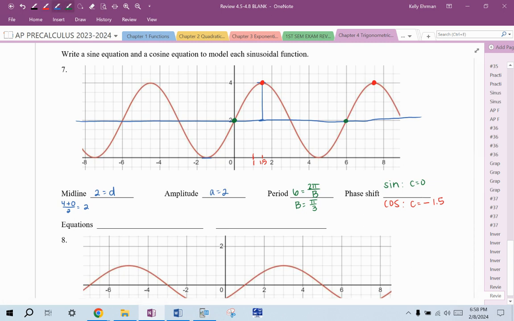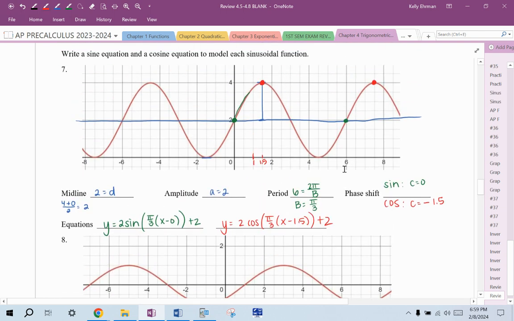So starting with the sine curve, y equals, this is a positive sine curve because it opens up from the midline. So positive 2 sine of b, which is pi over 3, times, I'm going to write x minus 0. And the midline is 2, so plus 2. And then for the cosine curve, the cosine curve that I marked off is also positive. It starts above the midline. So y equals 2 cosine pi over 3 times x minus 1.5 plus 2.